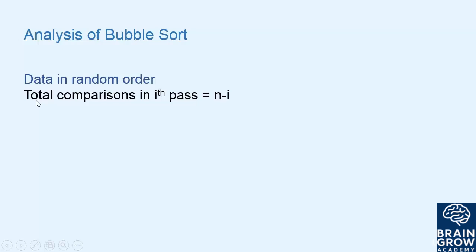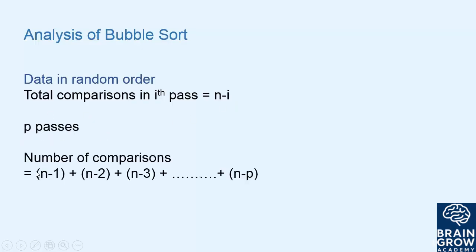So we know that in first pass there are n minus 1 comparisons, in second pass there are n minus 2 comparisons. So in ith pass, the total number of comparisons is n minus i. Now suppose we need p passes in this case. So the total number of comparisons will be this, which totals to this. Now it can be shown that the number of passes in average case is order of n. So this becomes order of n square. So in this case also, the complexity of bubble sort is order of n square.